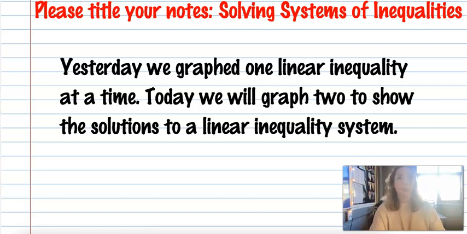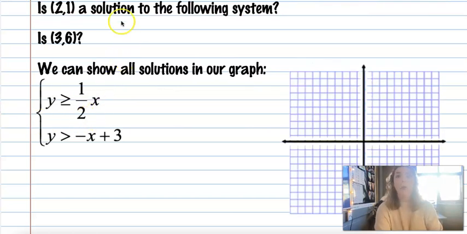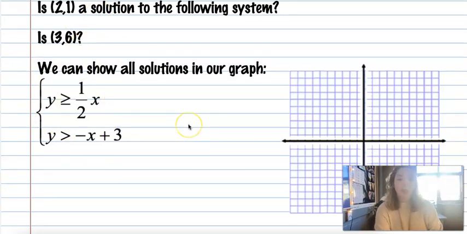So instead of just graphing one line and shading, we're going to graph two, and then where their shading overlaps is really our solution. So that's what we're working on today. So let's go ahead and move on to some examples. So these two questions will be easier for me to answer after I have a picture to work from. So we're going to do that first.